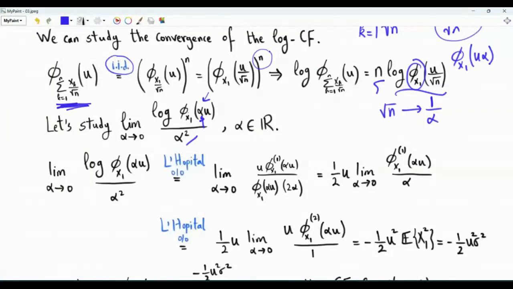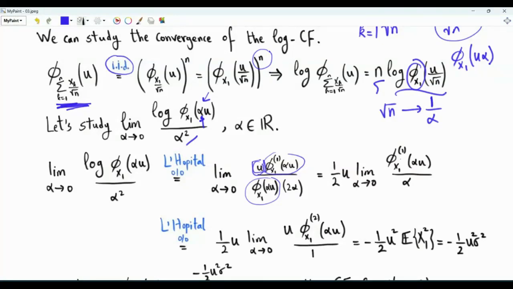When we differentiate, we will get 1 over the characteristic function, and then the derivative of the characteristic function. And by the chain rule, because we are differentiating with respect to alpha, we will get a u outside. The denominator, when we differentiate, gives us 2 alpha. The characteristic function evaluated at 0 gives 1. This u over 2 can be taken outside, and then we have the ratio, the first derivative of the characteristic function divided by alpha.